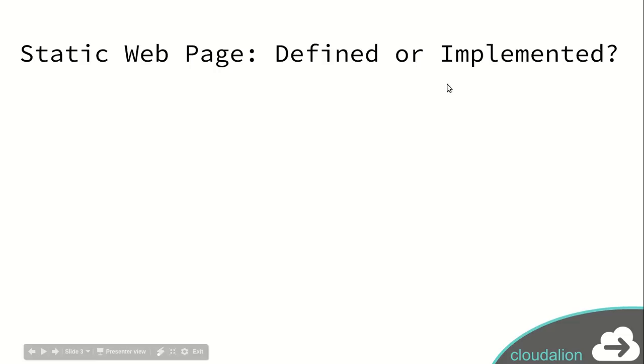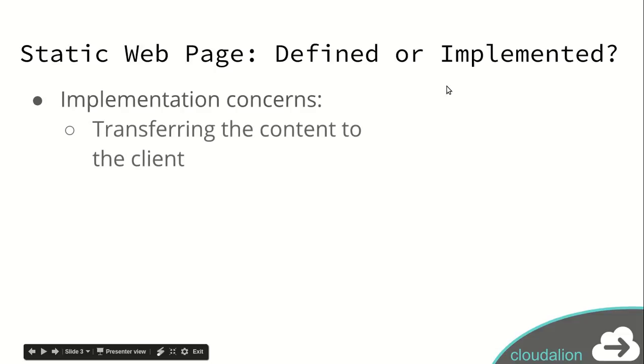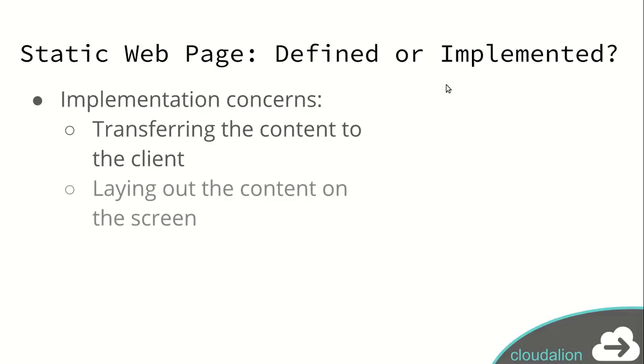Let's start with a static web page, which is probably the simplest form of a web application that has only presentation. So when we want to create a static web page, do we define it or do we implement it? From an implementation point of view, we need to think about how we transfer the content to the client and how we lay out the content of the page on the screen.